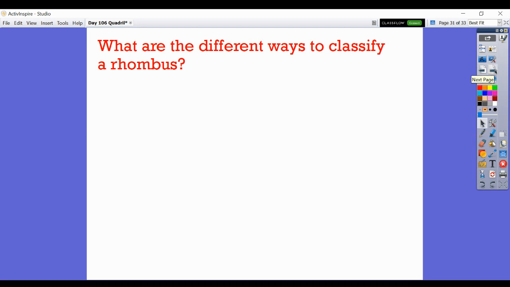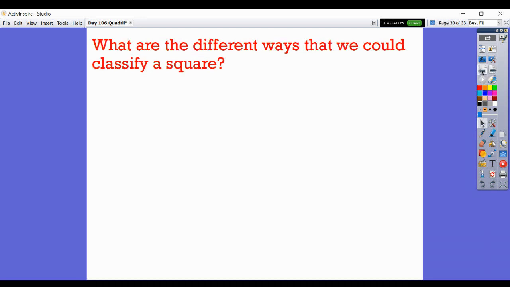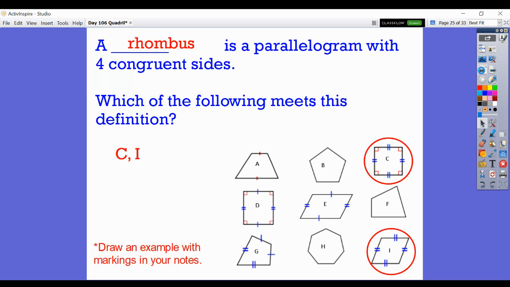What are the different ways to classify a rhombus? Well, let's go back and look at a rhombus. A rhombus is a parallelogram with 4 equal sides, but it does not require 4 right angles. It could have them, but it is not required to be a rhombus. A rhombus just has to have 2 pairs of parallel sides, and the 4 sides have to be equal. These 4 sides are all equal or congruent, but there are no right angles, but it is still a rhombus.